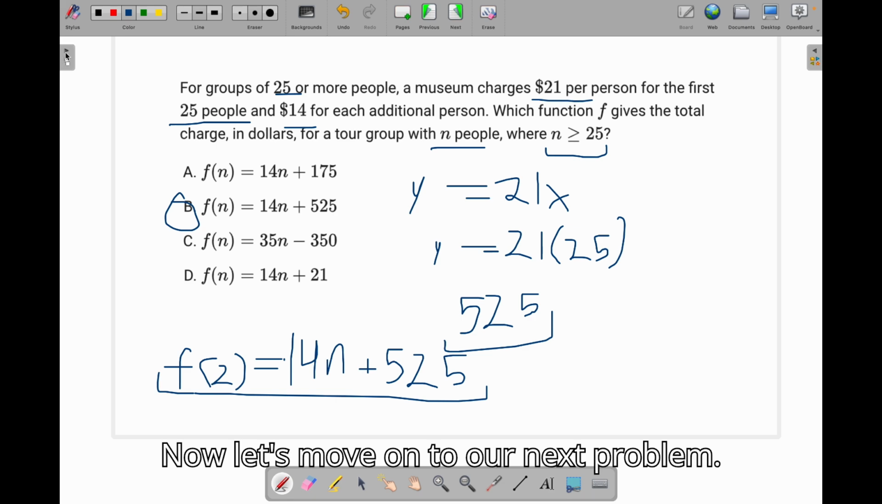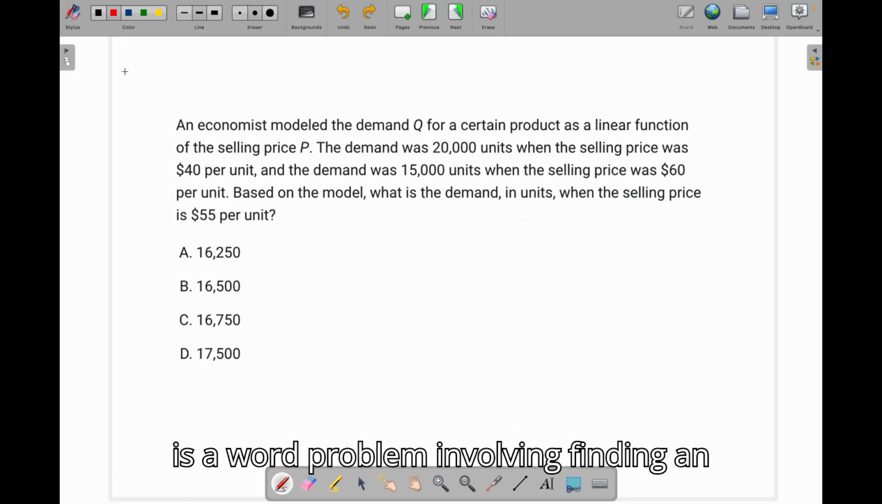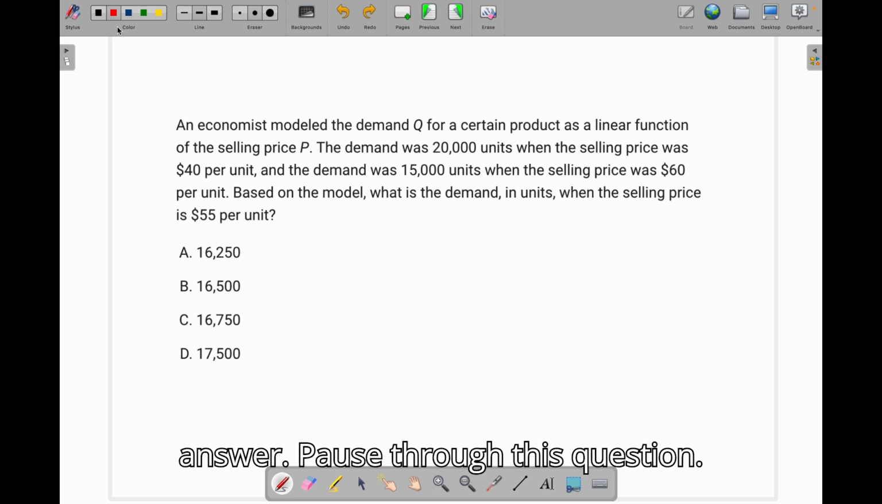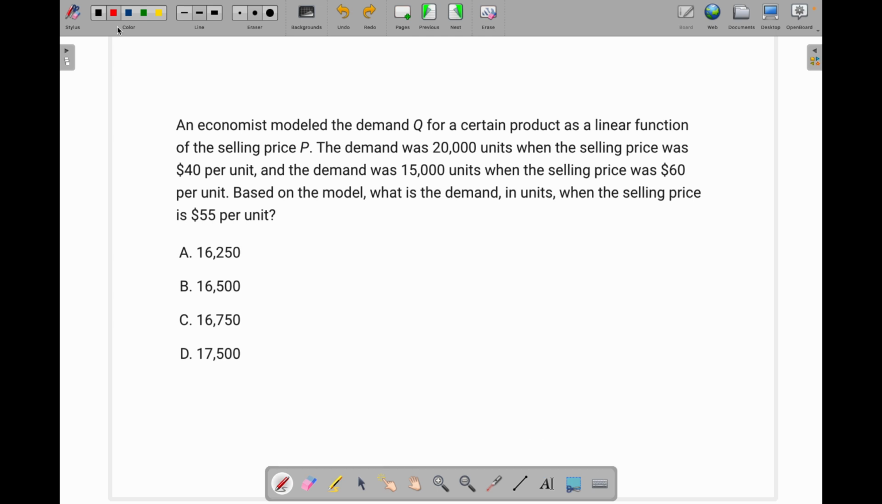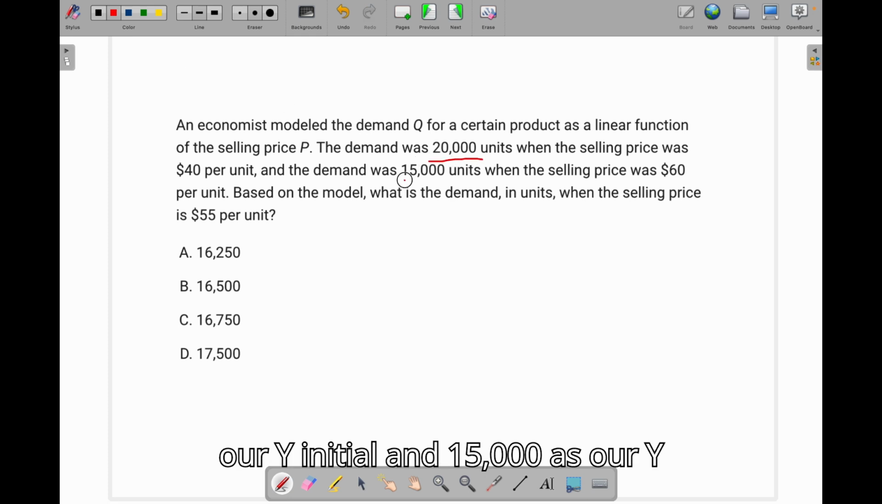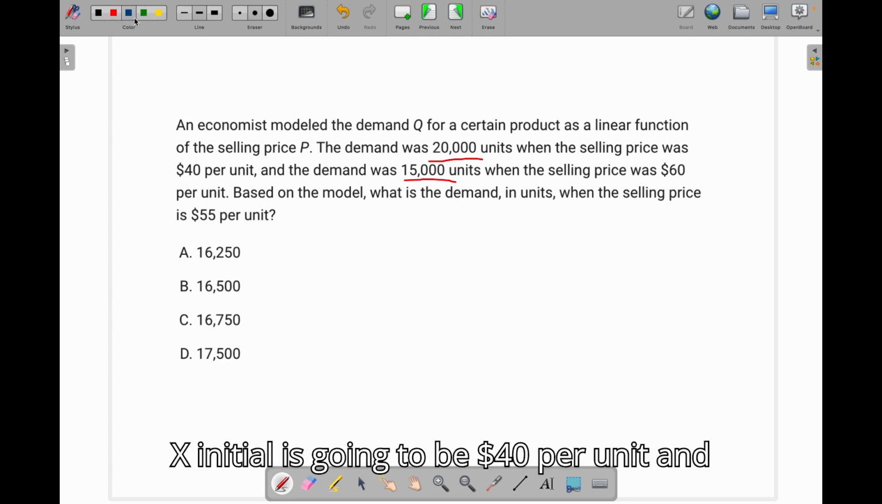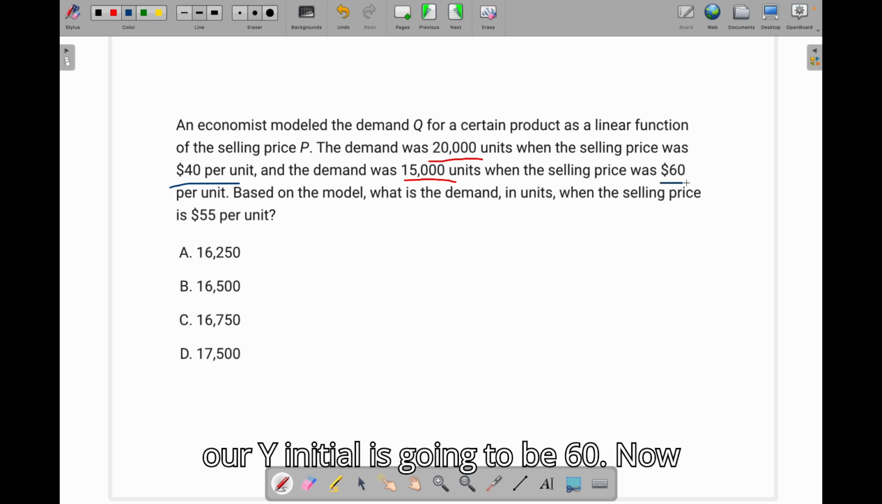Now let's move on to our next problem. Alright, so here's our next problem. This is a word problem involving finding an answer. Pause to read this question. Alright, now that you've paused, let's look into this. There's 20,000 units as our Y initial and then 15,000 as our Y final. Our X initial is going to be $40 per unit and our X final is going to be 60.